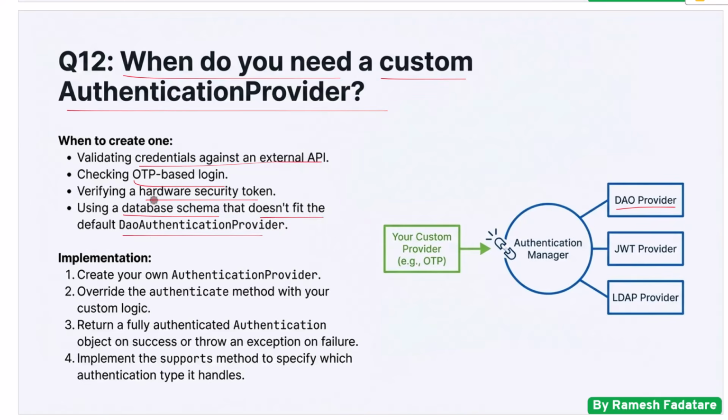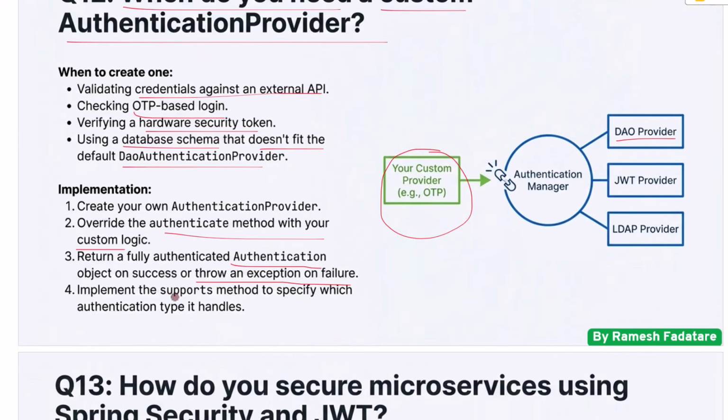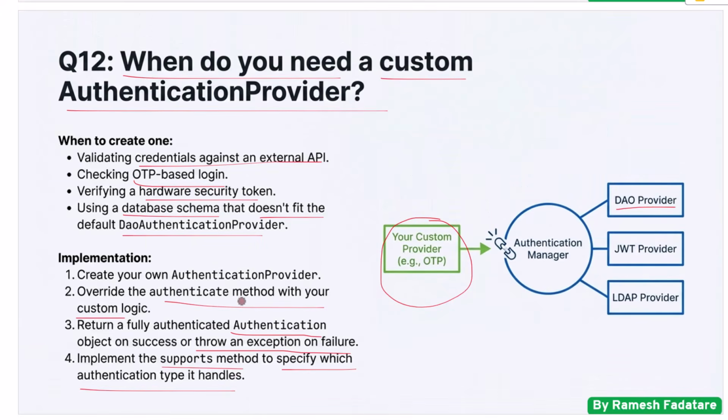In those cases, you create your own authentication provider, you override the authenticate method, perform your business logic, and then return a fully authenticated Authentication object if the credentials are valid. If the credentials are incorrect, you throw an AuthenticationException. You also implement supports to identify which authentication type your provider works with. By registering this provider in the Authentication Manager, Spring Security becomes fully customizable for enterprise login flows.